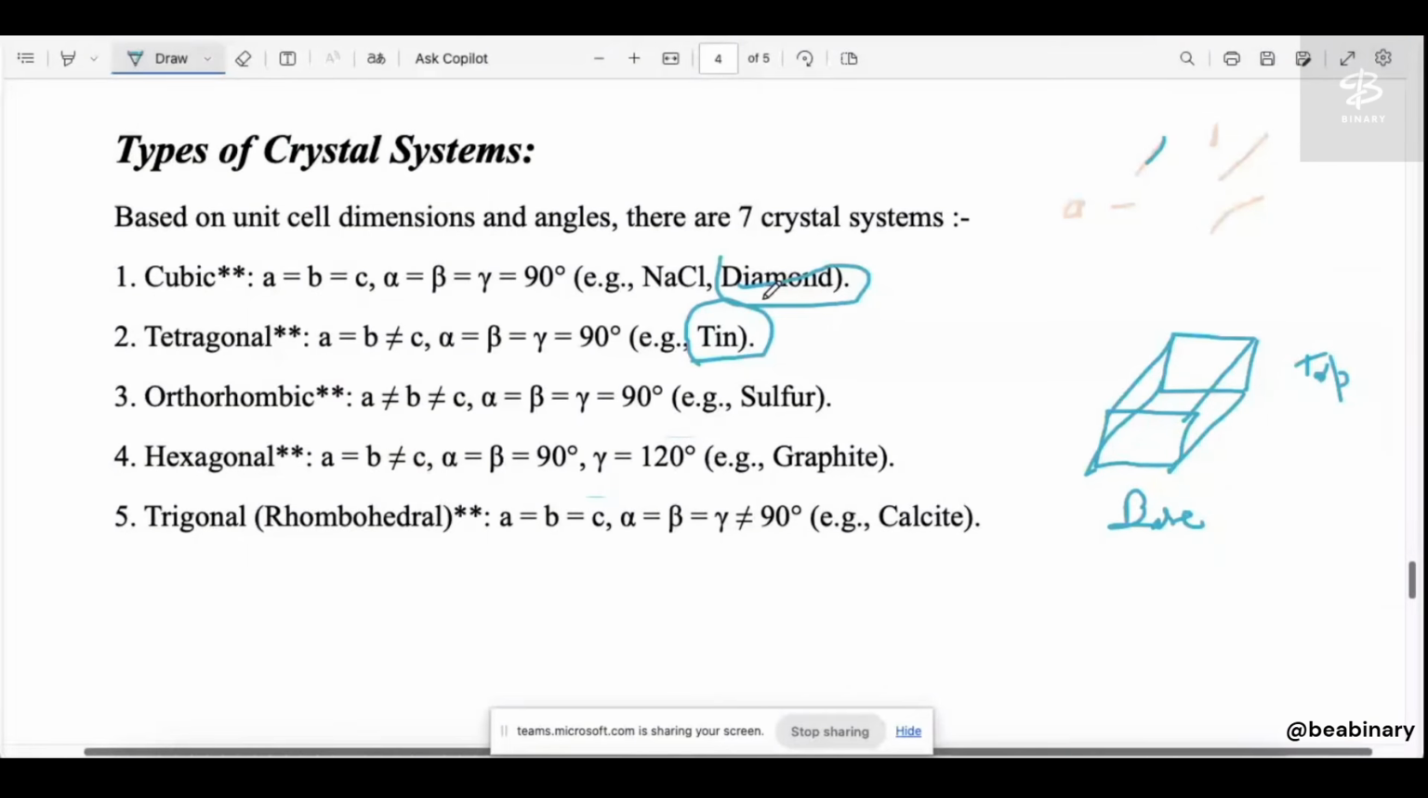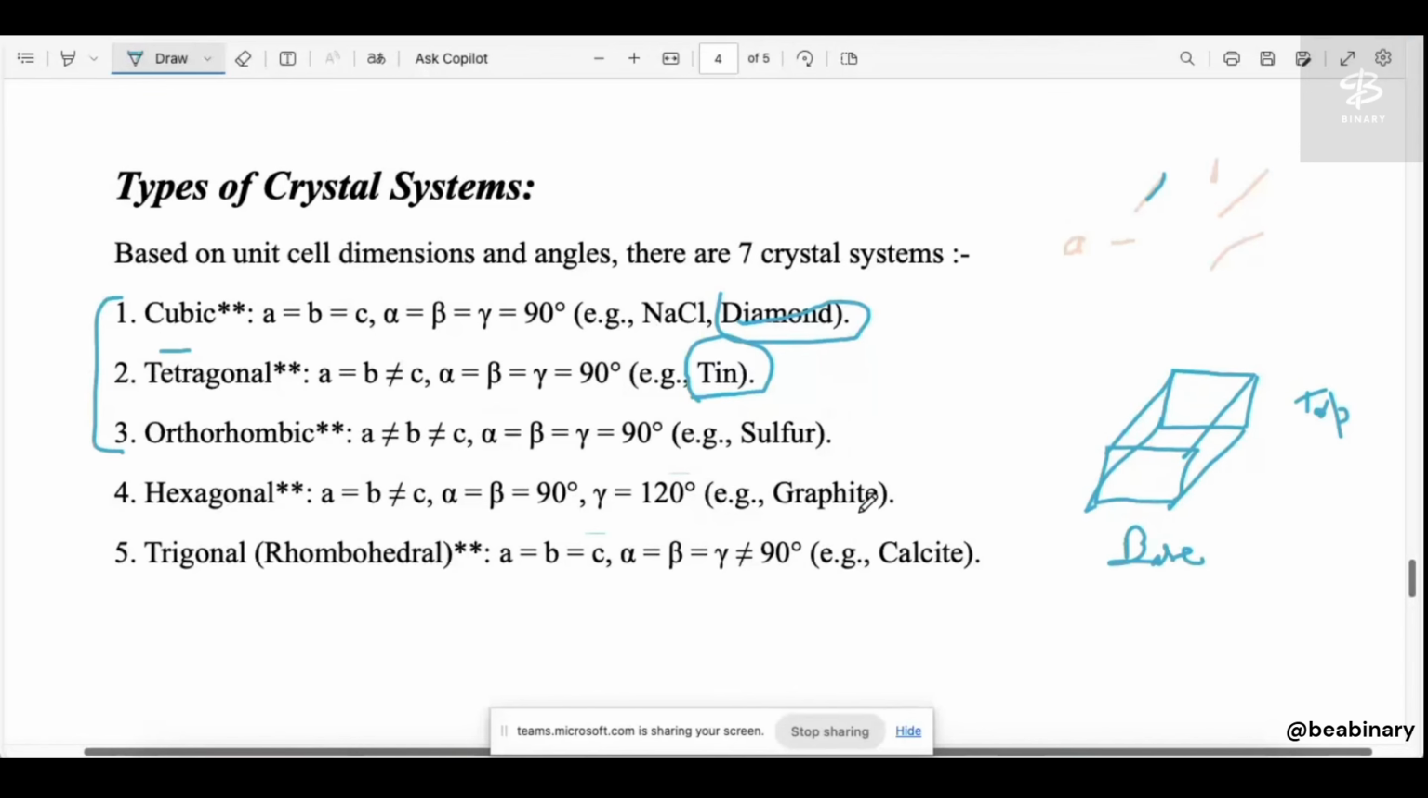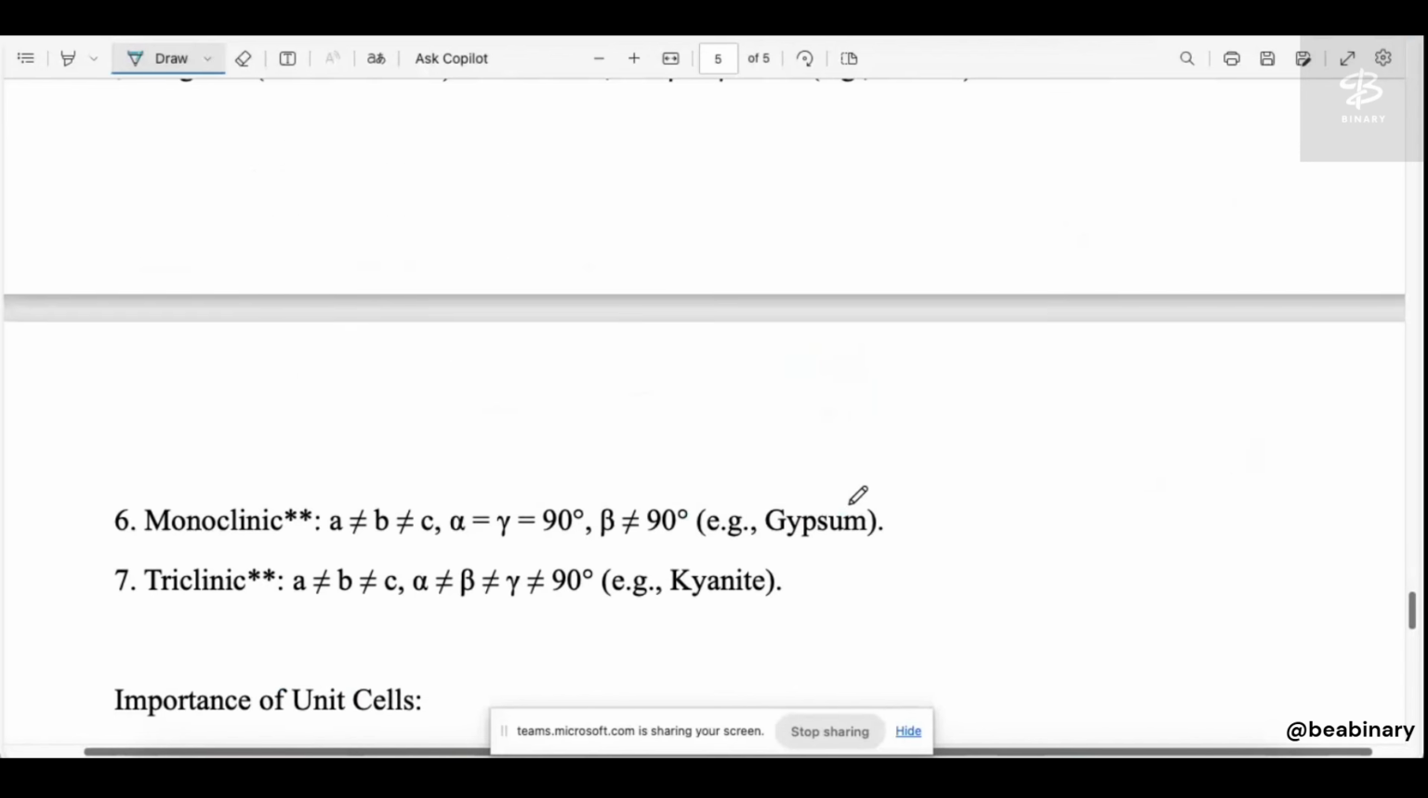The first one, which is cubic, and the first three you can easily picture. That's not a very big deal. But for the rest you may have a little confusion in understanding. So you can take the help of Google. You can search the example that has been written in brackets, so that you can see the graphical representation of the unit cell and their crystal structures, how they are placed and how they are made up, that you can see easily.